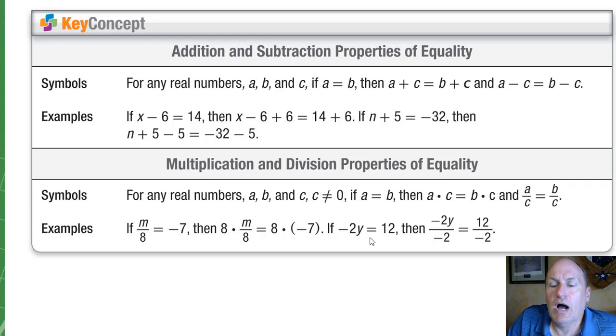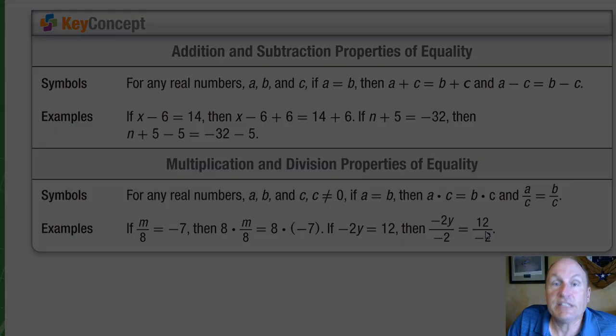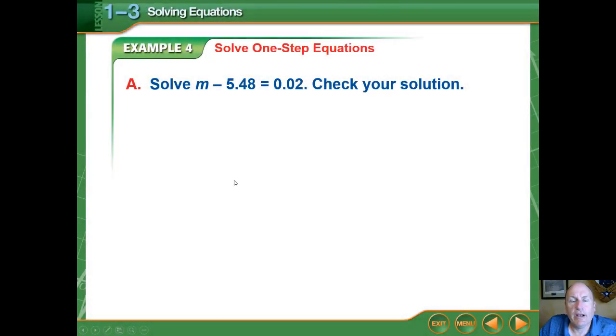If negative 2y is equal to 12, that's kind of like our a and b terms. Then if we take the negative 2y and divide it by negative 2, and we take the 12 and divide it by negative 2, we still have a true statement, but the advantage is the next step would be we're going to cancel those negative 2's out on the left-hand side. We get y equals negative 6.